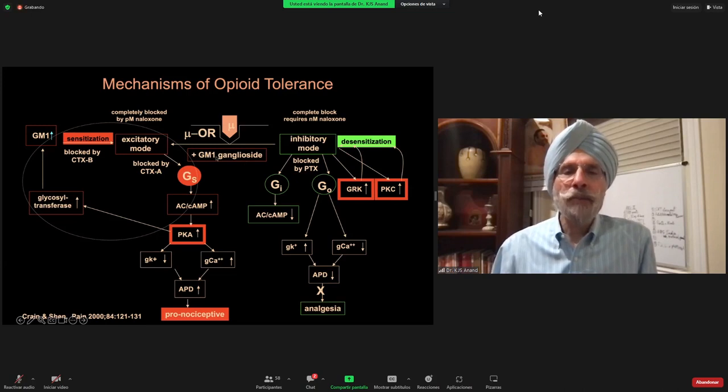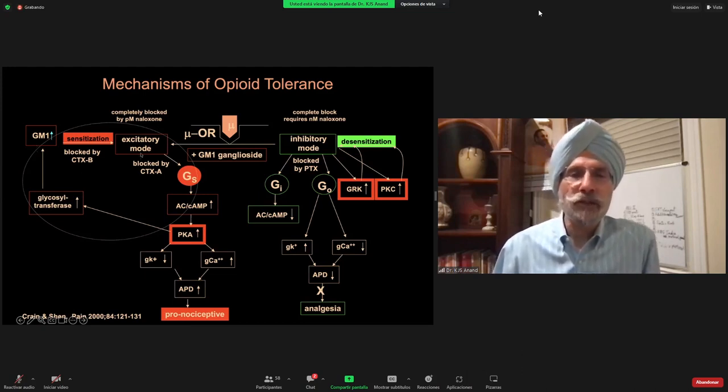And how that happens is through a membrane protein called GM1 ganglioside. When it gets uncoupled from these inhibitory G proteins, it couples to a stimulatory G protein. And this stimulatory G protein increases cyclic AMP production, activates protein kinase A, and then further increases the GM1 ganglioside and further causes sensitization of opiate receptors.